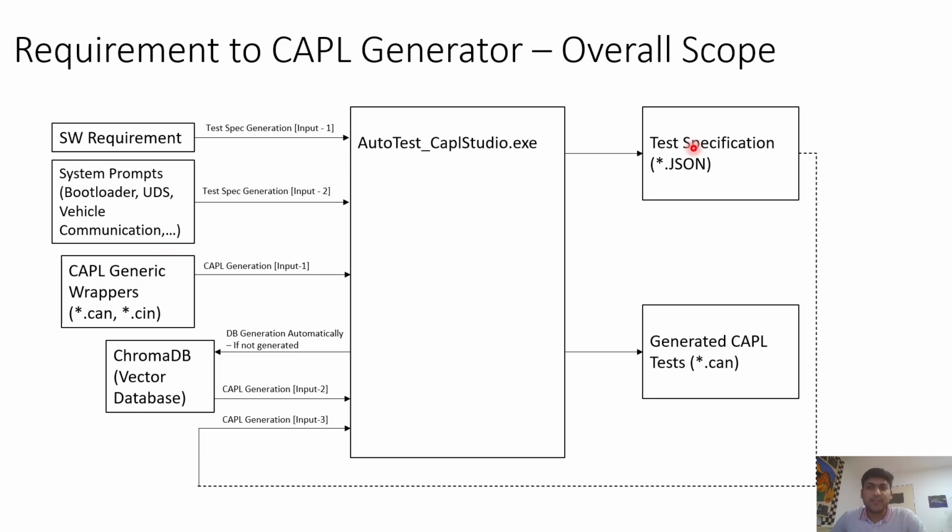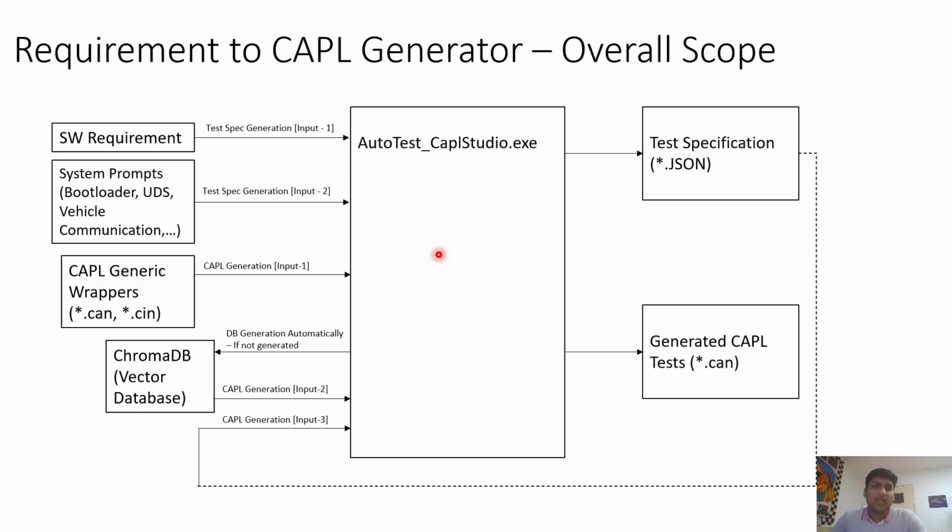Once the test specifications are generated, we will feed them as an input for the CAPL generation. And for this, we have also written CAPL generic functions. So these two inputs will act as an input for the CAPL generation, and the tool will be able to generate the code out of it.